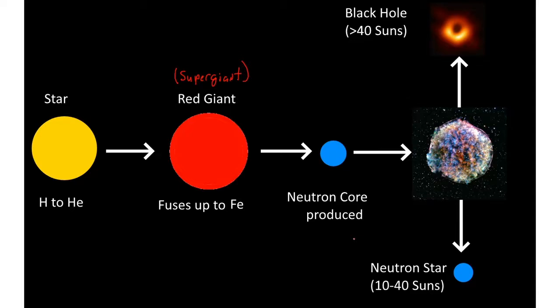If it's in the range of 10 to 40 suns, you just have that neutron star there. And we'll talk a little more about those on the next slide. If it's greater than 40 suns, you could have a black hole. In fact, the black hole was just imaged in 2019, and you can see the picture up there.